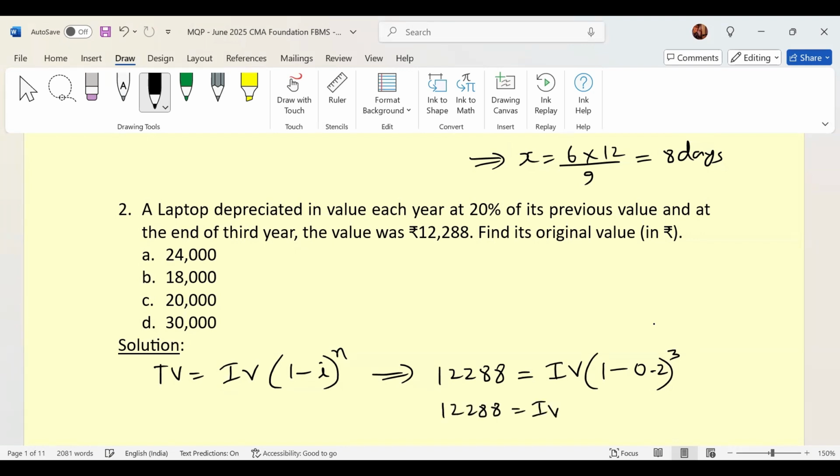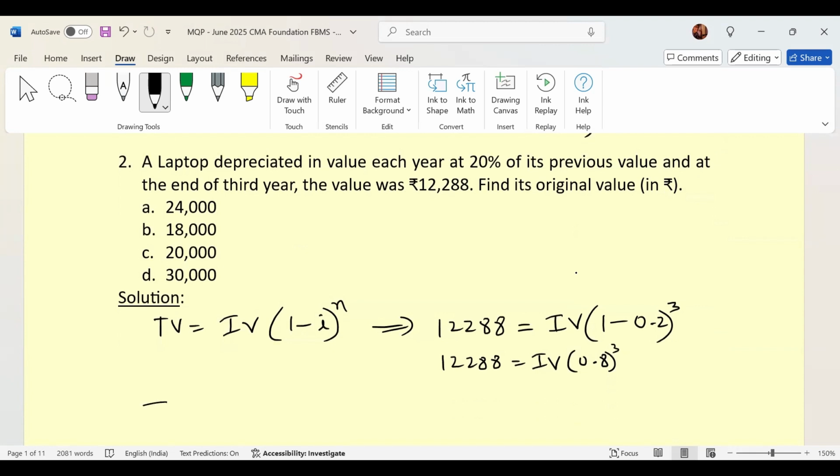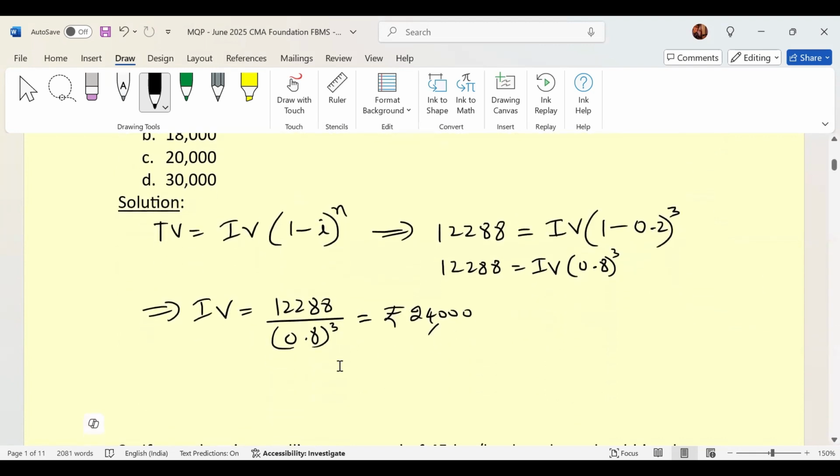So 12,288 is initial value times 0.8 cubed. That means our initial value will be 12,288 divided by 0.8 cubed. If we calculate this, we will get rupees 24,000. That is the initial or original value of the laptop. Let us move on to the next question.